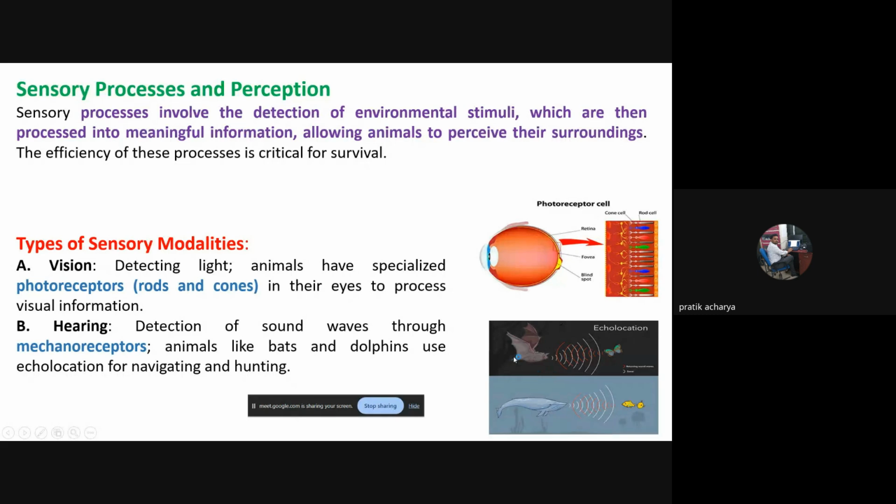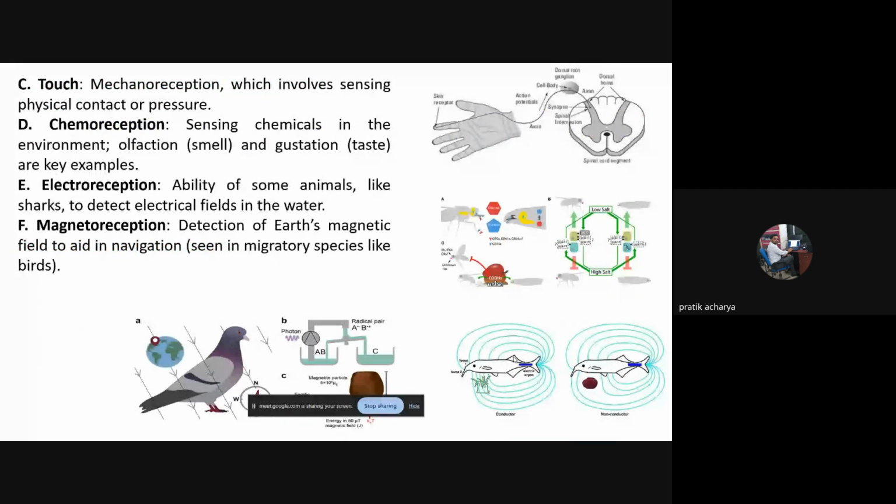They gauge their predator or prey distance by using this mechanoreceptor. By using this sound wave, they can easily detect the distance of the prey or predator. So this is the second modality for sensory process and perception, because without process, perception is not done. And the third modality is touch.